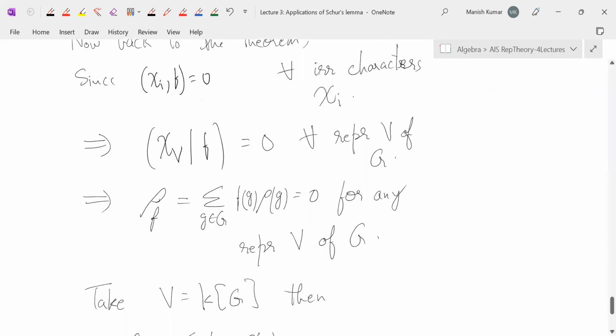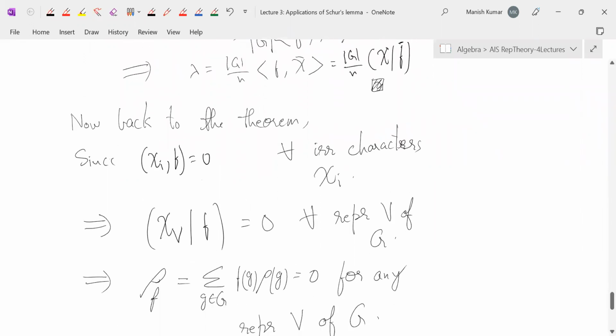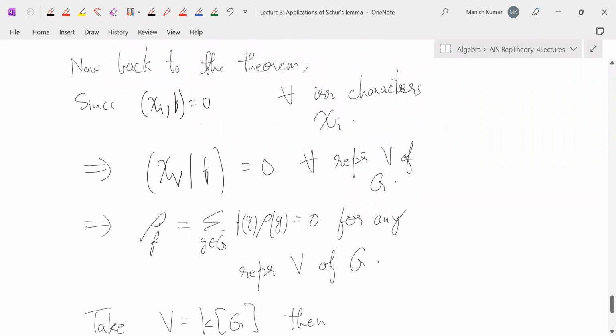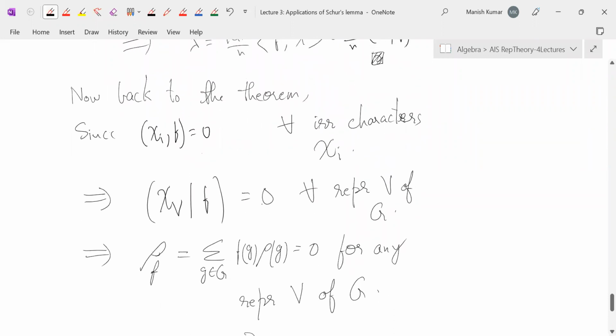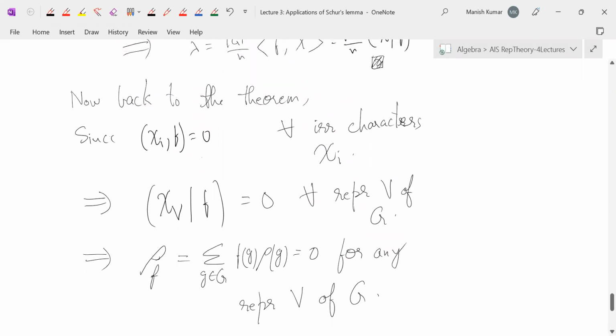So then what do we know about rho f? This rho f must be 0, because rho f is some scalar times identity, and that scalar is precisely this number, chi, f bar. So if this number is 0, that tells you that rho f is 0 for any representation v of G. Is that okay?